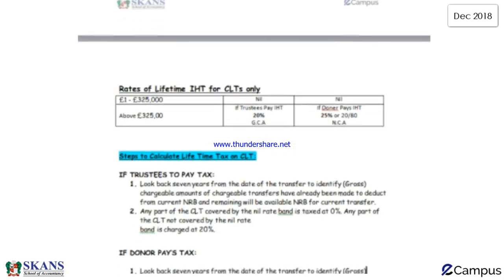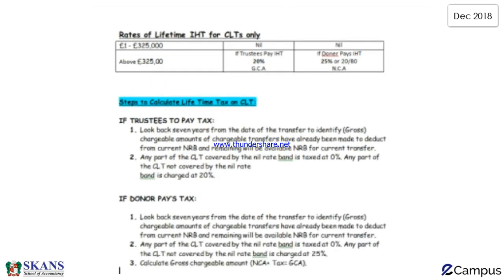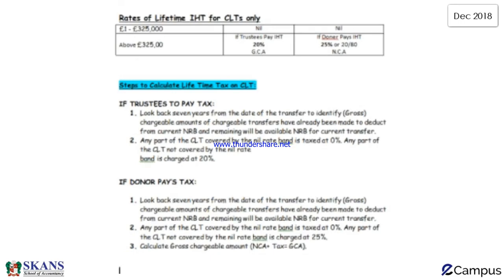lifetime rates of CLTs. Well, the procedure to calculate lifetime taxes is written in detail in these two areas, but candidates should keep in mind that lifetime tax is only to be calculated for CLTs, because on PETs we only calculate death tax in death calculations, but only on those PETs if the individual dies within 7 years after making those. But right now, let's focus on lifetime taxes.